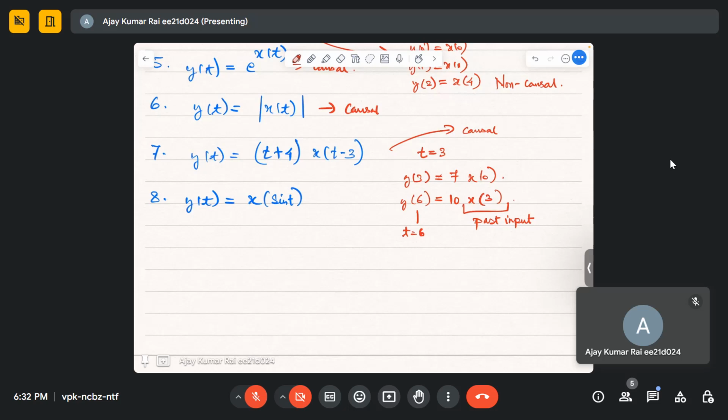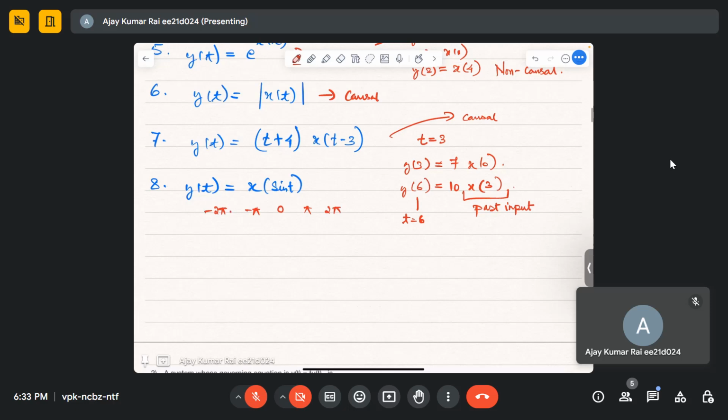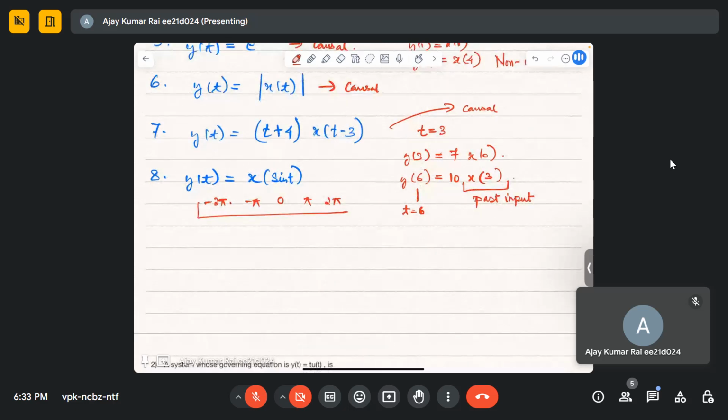Okay. So here it is very interesting, the eighth part. y of t equal to x of sine t. Okay. x of sine t. You have to see whether it depends on future or not. Okay. So we can put different values of t here. Let's put 0. We can even put 0, pi, 2 pi, minus pi, minus 2 pi, anything. Because you know these values here.